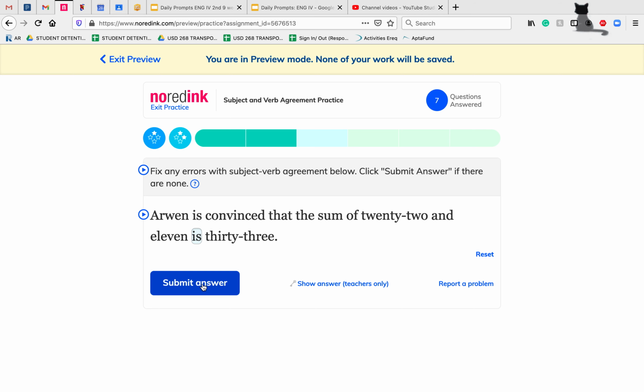Arwen is convinced that the sum of 22 and 11 is 33. Now remember, we treat sum, that word or a mathematical term, as a singular. So sum is, which is our singular verb, so we don't need to do anything to this one.